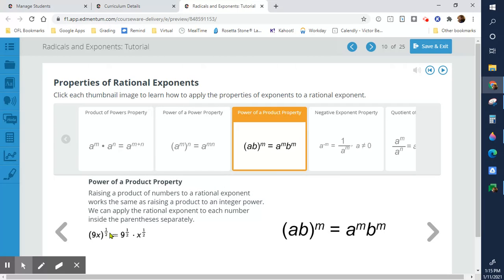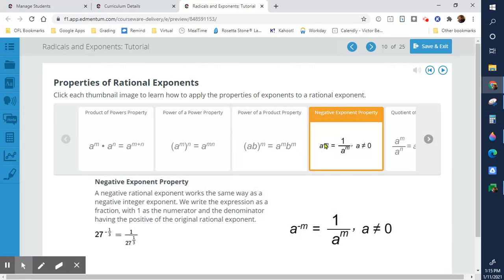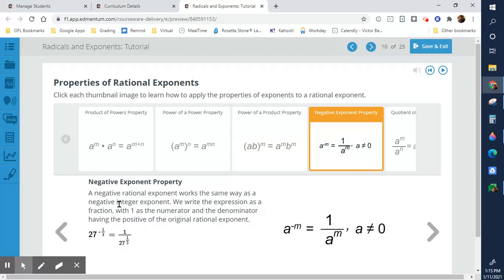And a negative exponent just means that it goes to the bottom. If it's on the top, like it is here, it would go to the bottom. So top to bottom. If it's already on the bottom, it goes to the top.